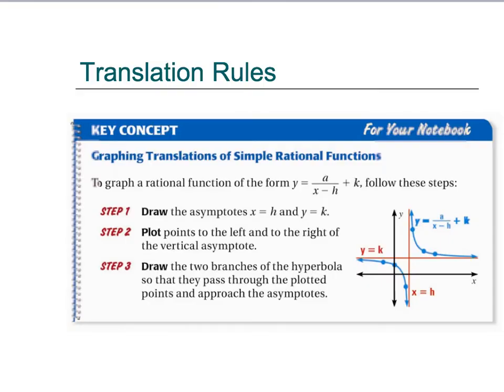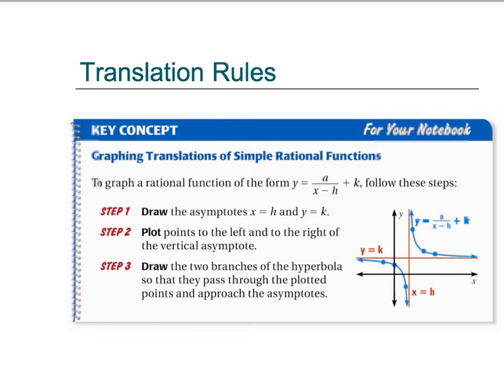Okay, so we're going to look at our translation rules for our rational functions here. It looks just like the translation rules we've used before. You notice a -h next to the x and a +k here at the end. And this is going to move it just like you would think. A -h moves it to the right, and a +k moves it up. I'm sorry, a -h moves it to the left. It moves in the opposite direction that you would think, just like it always has.